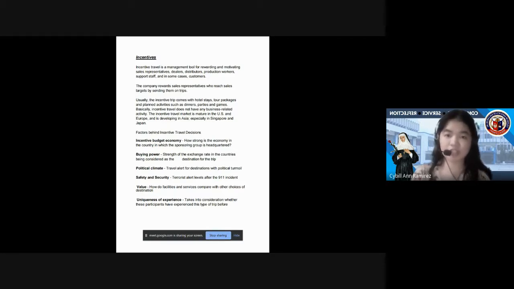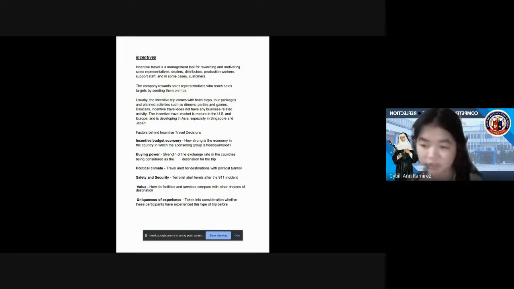Strength of the exchange rate in the countries being considered as the destination for the trip. If the company is in the US and their trip is in Thailand, knowing that it's really cheaper in Thailand, then of course it is considered as one of the factors behind incentive travel decisions. Kay makaya raman nila ang buying power, kay ang exchange rate sa Thailand compared sa US dollars, barato raman.